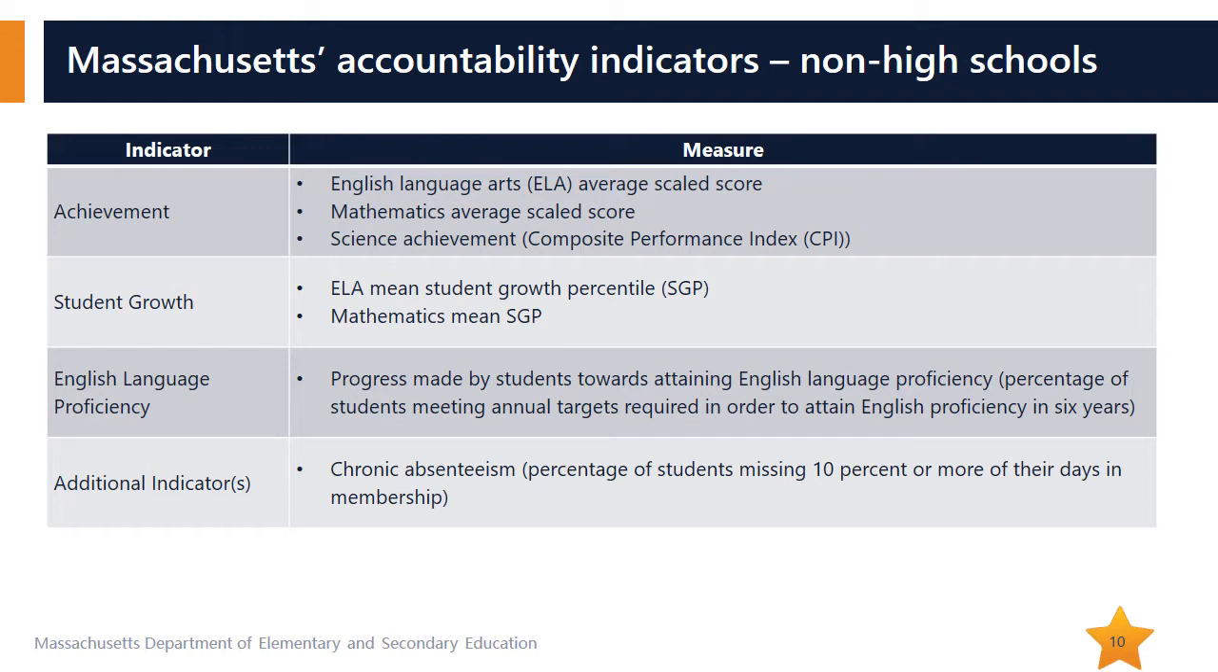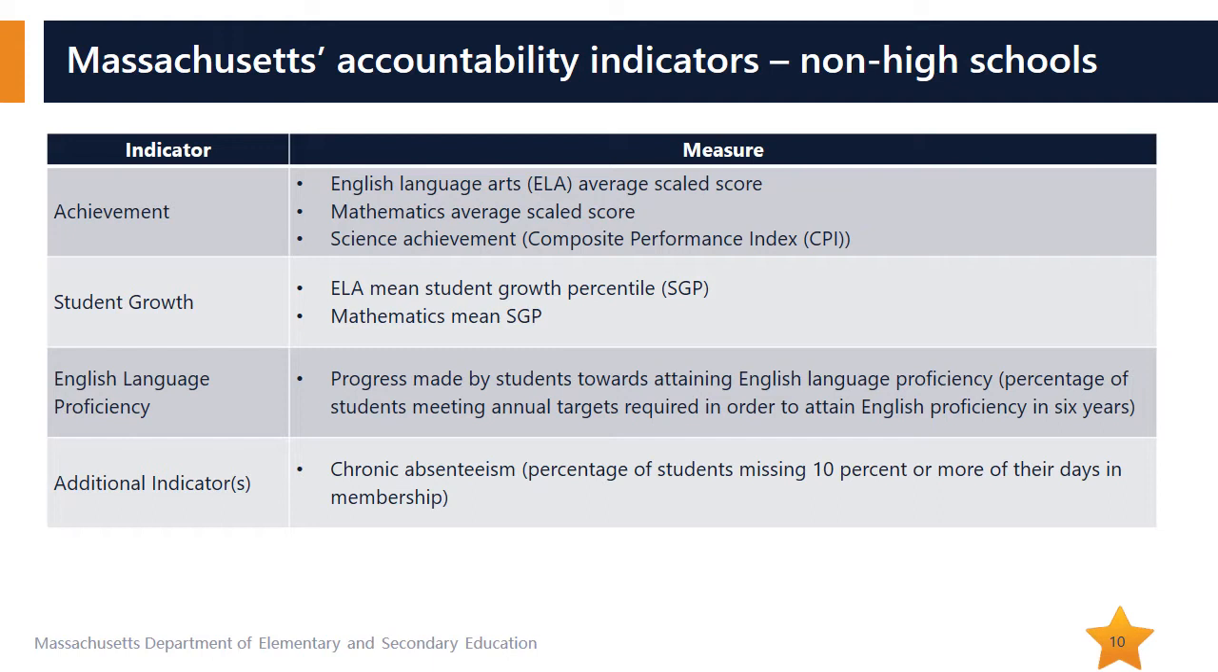When we talk about accountability measures for schools in 2018, we have to make a distinction between non-high schools and high schools for a few reasons. The first reason is that non-high schools will have fewer accountability indicators than high schools because non-high schools do not graduate students. Additionally, non-high schools administer the next generation MCAS assessments in ELA and math, while high schools continue to administer the legacy MCAS.